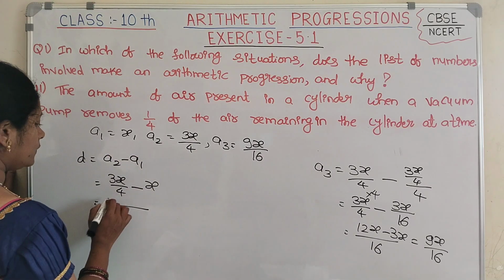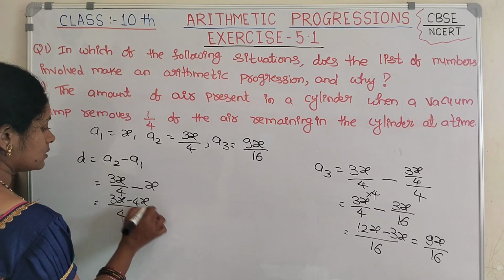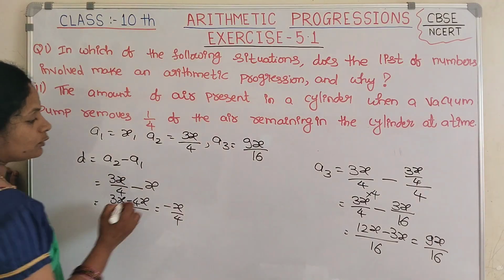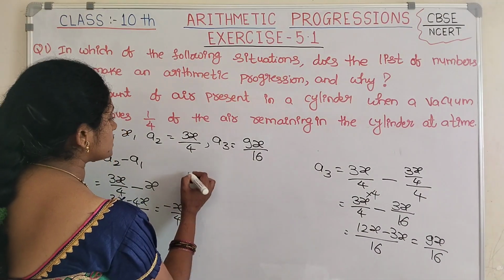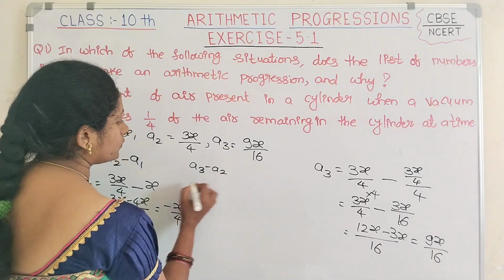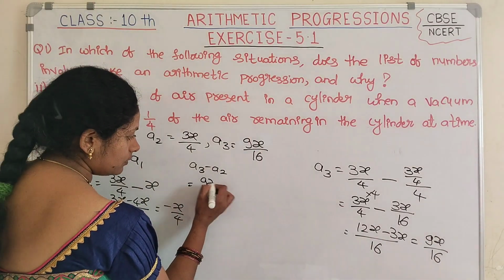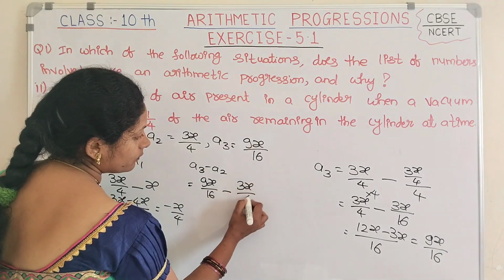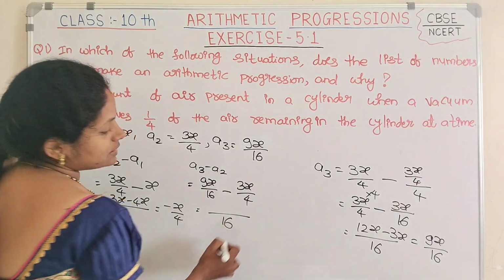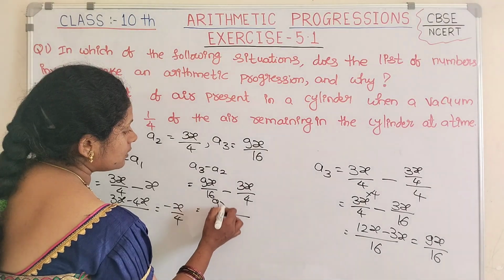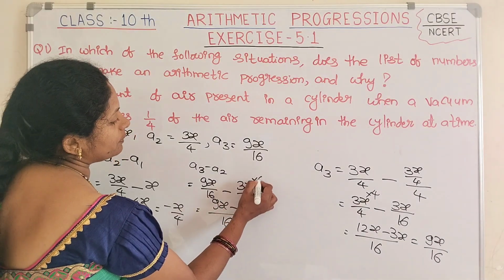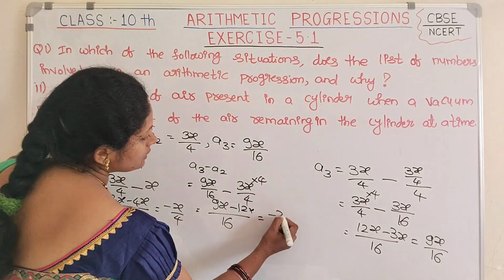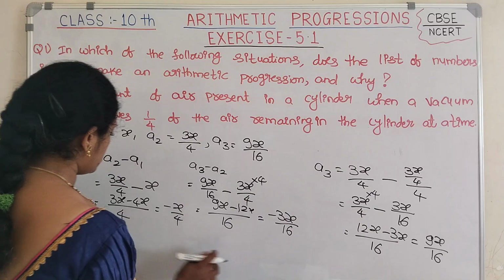4 is the LCM. 3x minus 4x is equal to minus x by 4. Next, also calculate a3 minus a2. a3 is 9x by 16 minus a2 is 3x by 4. 16 is the LCM. 9x minus 4 into 3x, which is 12x, is equal to minus 3x divided by 16.